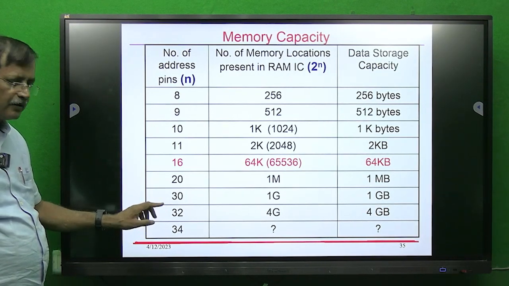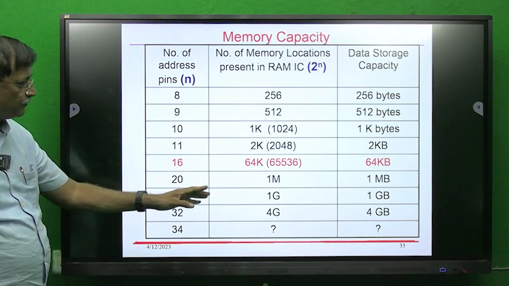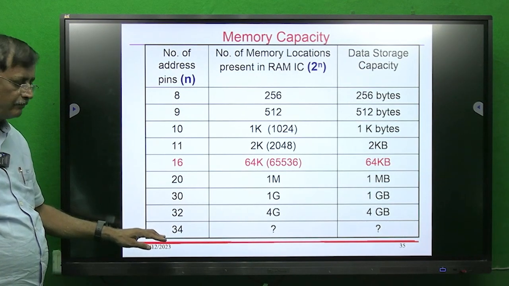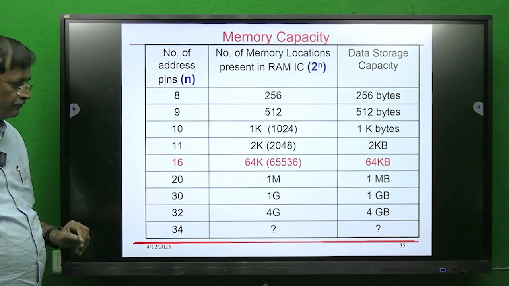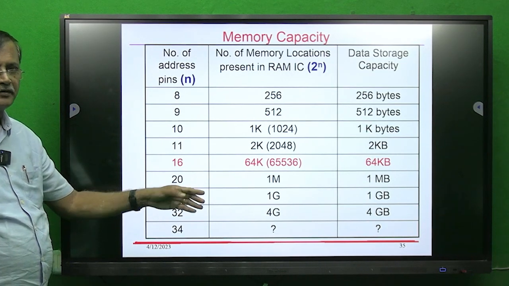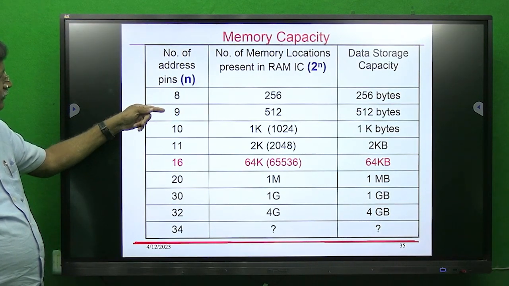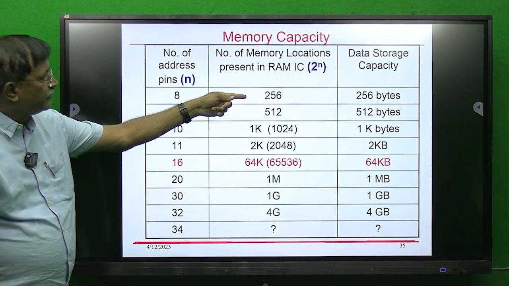What will happen if I increase one more line? If it is a 33-bit address, then the capacity will be 8 GB. If I go further, I have 34 address lines, then the capacity will be 16 GB. Now I observe here, when I increase one address line, the capacity is getting doubled.